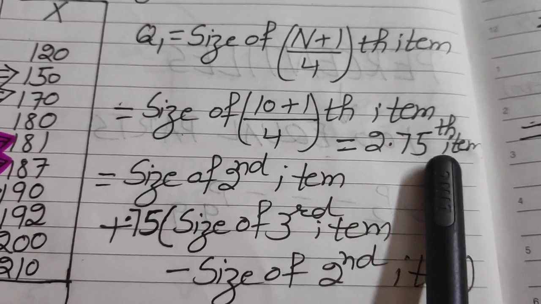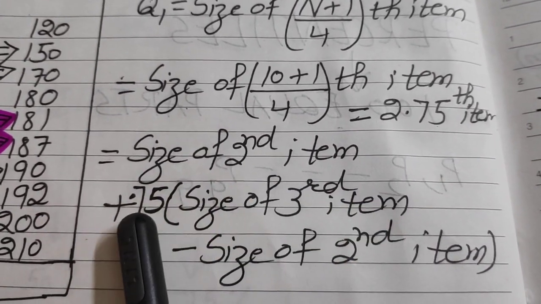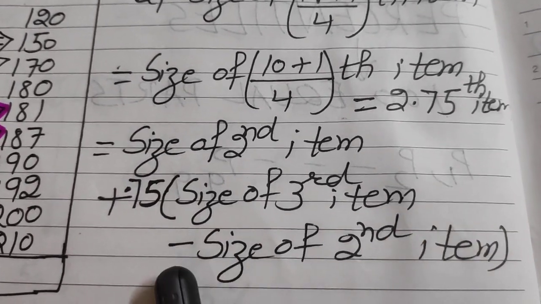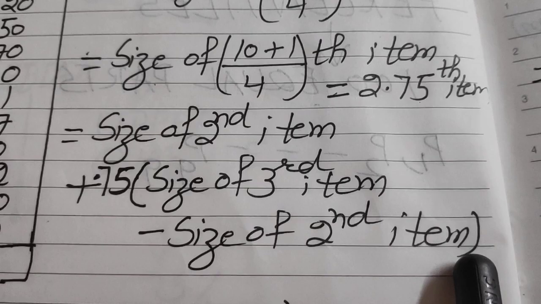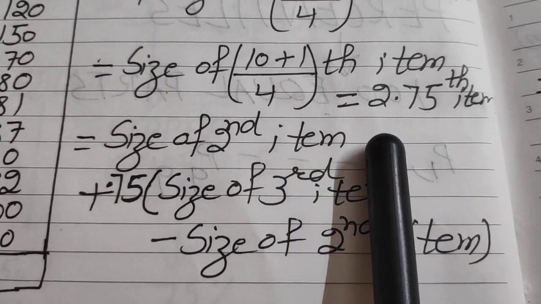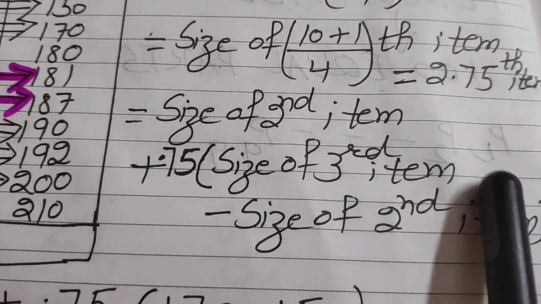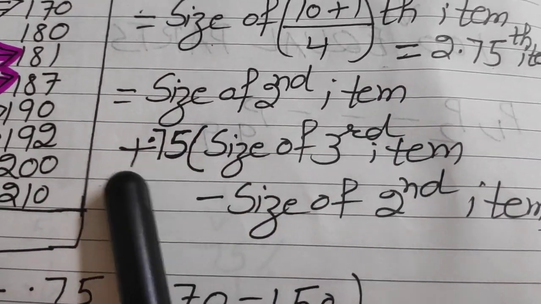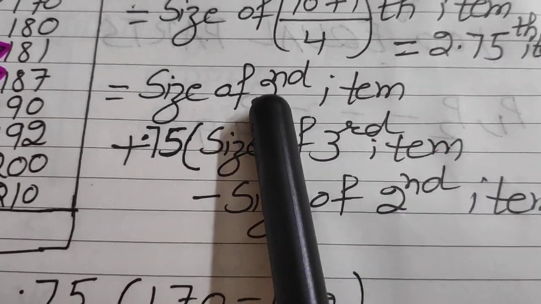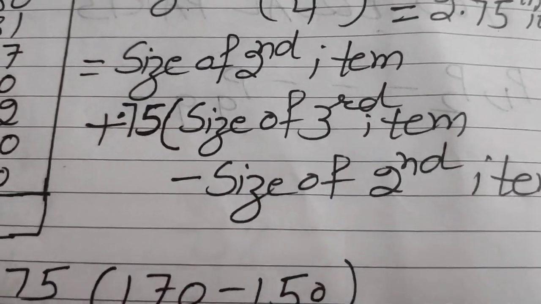Now split these two items: size of second item plus 0.75 into (size of third item minus size of second item). When we get a value in points like 2.75, तो उसको हमने इस तरह से सेपरेट करना है, साइज ऑफ सेकंड आइटम प्लस 0.75. नेक्स्ट हम सेकंड से नेक्स्ट वाला साइज लेंगे, साइज ऑफ थर्ड minus size of second item.